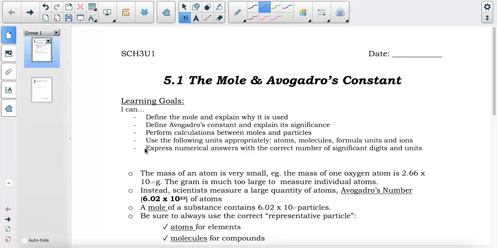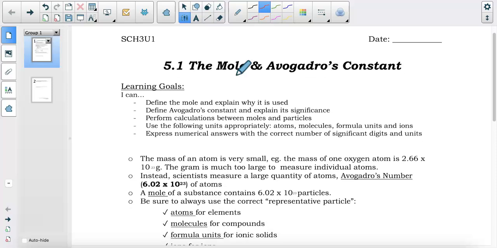Today we're going to take a look at section 5.1, the mole and Avogadro's constant. So we know from before that the mass of an atom is very small. As an example, the mass of one oxygen atom is 2.66 times 10 to the minus 23 grams. Very, very small number. The gram is much too large to measure individual atoms. So instead, scientists have created this Avogadro's number, a specific scientist, to represent large quantities of atoms.